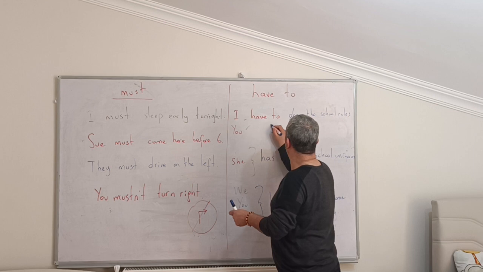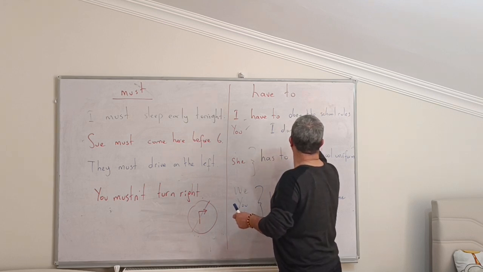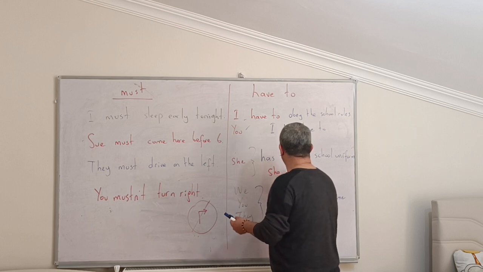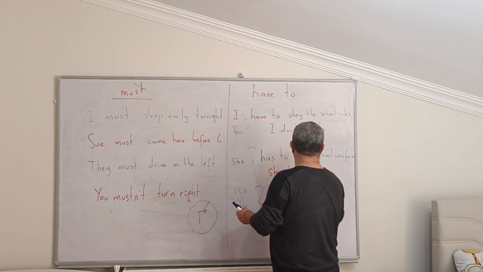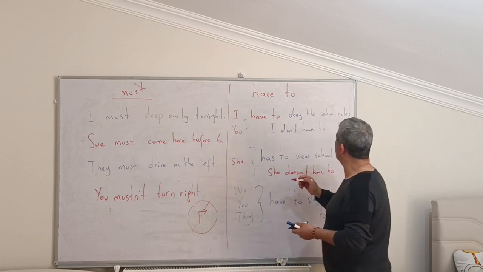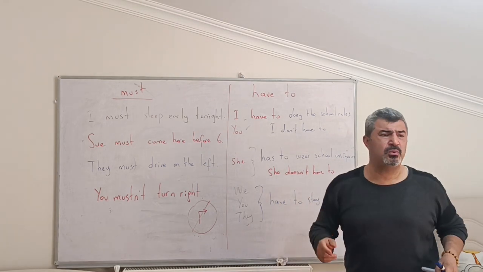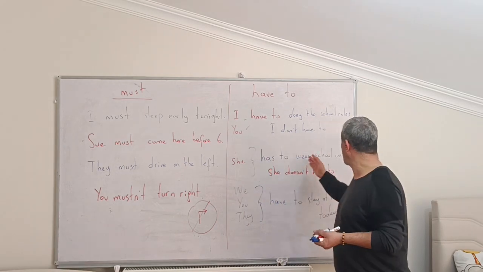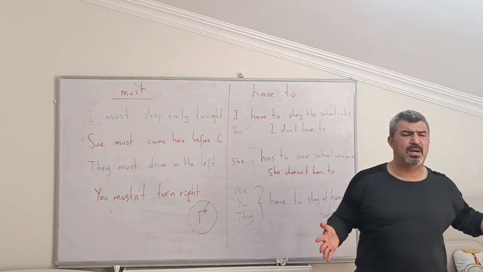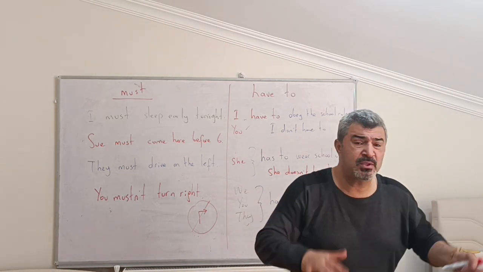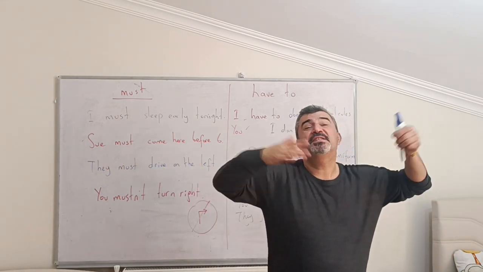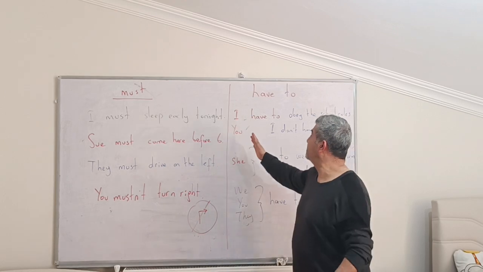And if you use the negative form of have to and has to, we say, I don't have to, or she doesn't have to. When I say, I don't have to obey your rules, it means that these rules are not for me. Or she has to wear school uniform. She doesn't have to wear school uniform because in our school you can wear your casual clothes. It is free.